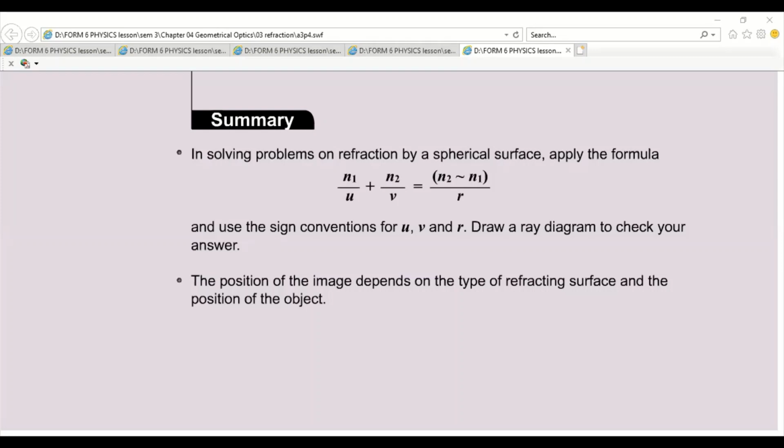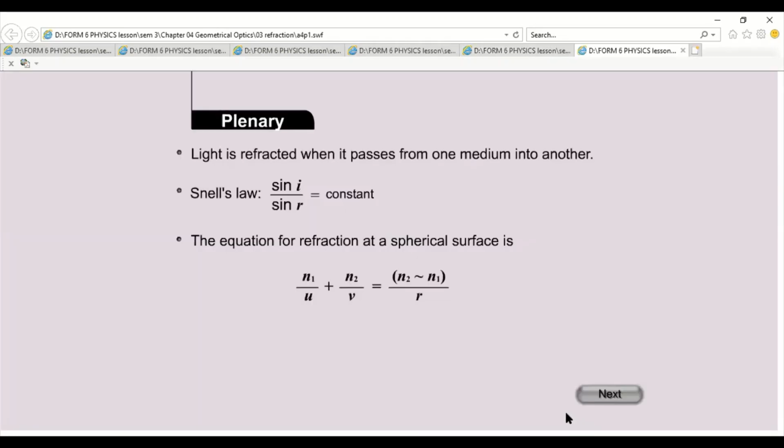Ladies and gentlemen, as a summary for today's lesson, light is refracted when it passes from one medium into another medium with different optical density due to the change of speed. Snell's law says that sin i over sin r is a constant, equal to the refractive index of a medium. The equation for refraction at a spherical surface is n1 over u plus n2 over v equal to n2 minus n1 over r, or n1 minus n2 over r.